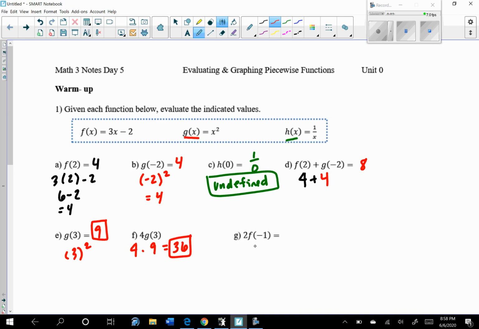Looking at the next one, we have 2 times f of negative 1. In this case, we need to figure out what f of negative 1 is equal to first. When I plug in negative 1 for x, I get 3 times negative 1 minus 2, which is negative 3 minus 2, which is negative 5. Then we have 2 times that answer, so 2 times negative 5, which is equal to negative 10.